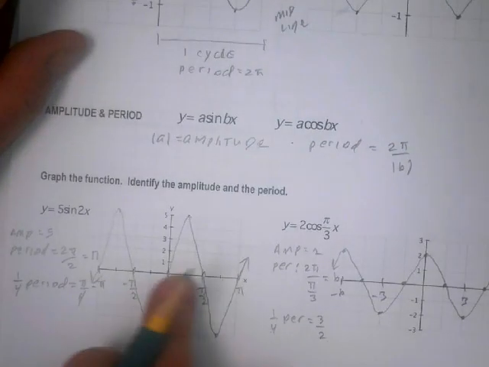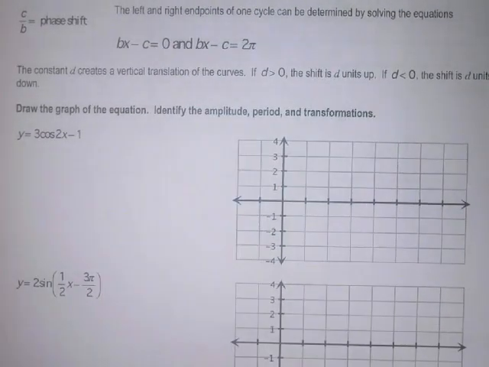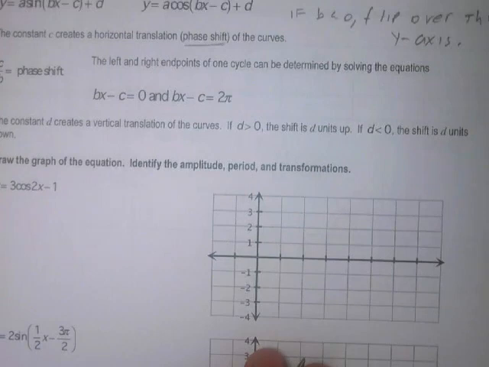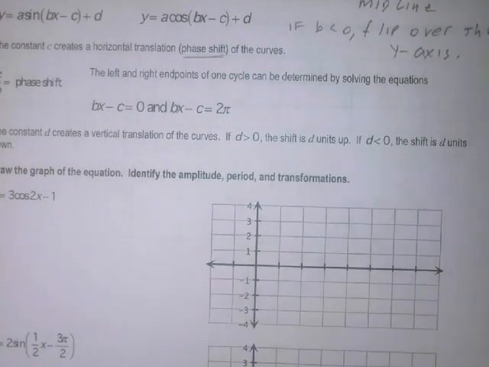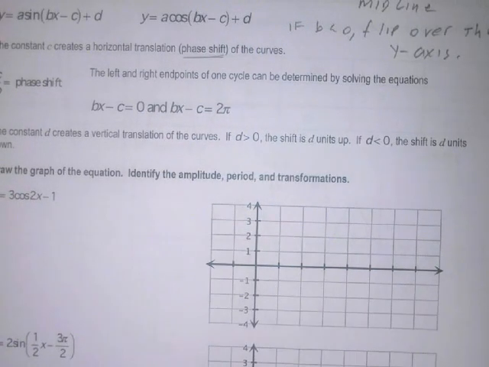The constant c creates a horizontal translation or a phase shift of the curves, which means you can shift this left or right. C over B is a phase shift. The left and right endpoints of one cycle can be determined by solving equations bx minus c equals 0 and bx minus c equals 2 pi.